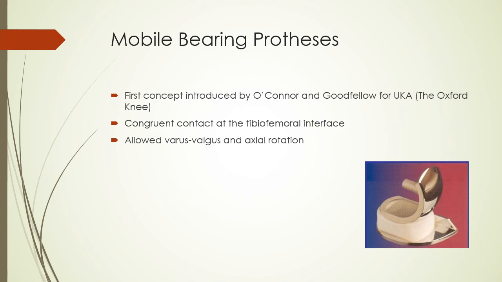The first concept of mobile bearing was introduced by Dr. O'Connor and Goodfellow, and actually applied on UKA designs and later became the Oxford mobile bearing knee. The design was proposed to have congruent contact at the tibial-femoral interface for larger contact surface for lower stress, thus lower wear, and allows various varus-valgus rotations and some axial rotation between the poly insert and the tibial base plate. So that was the first concept of mobile bearing that appeared on UKA.